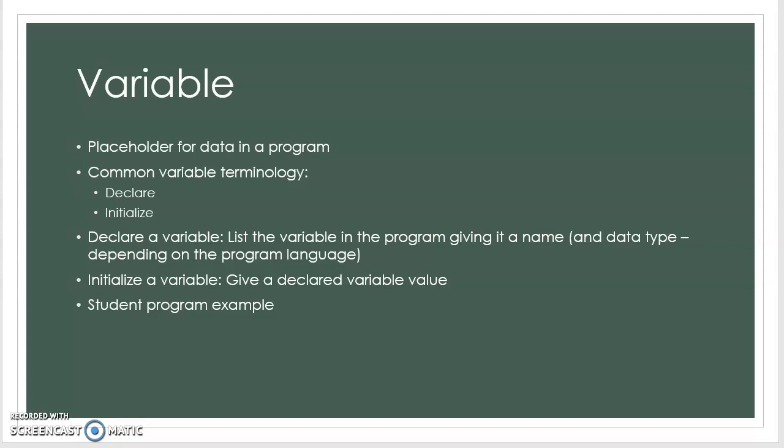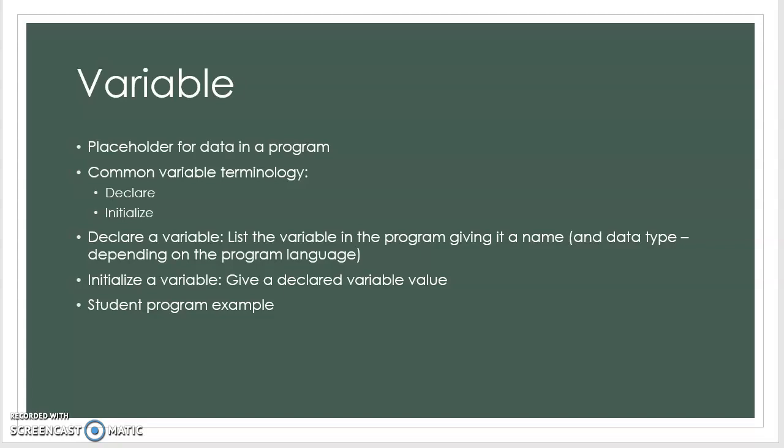It's important to understand that programming languages declare variables differently. In Python, you just name the variable. And then once you give the variable a value, the value determines what data type the variable is. So you don't have to specify the data type. Instead, once you give a variable a value, the value determines the data type.